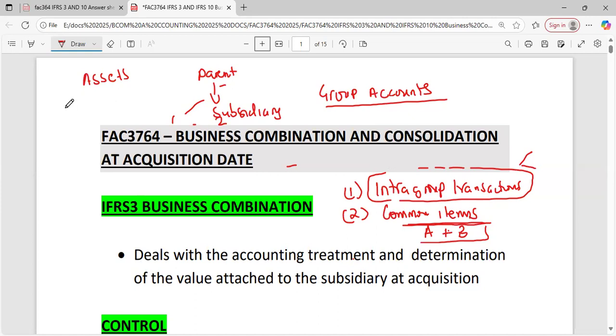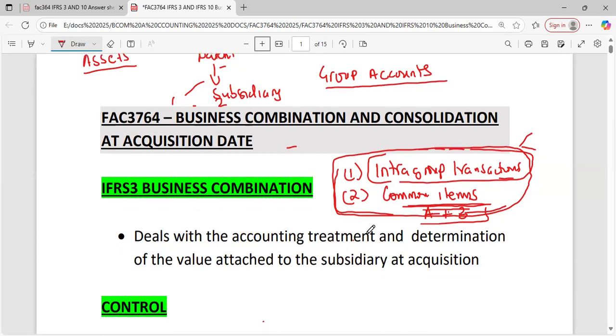In your combination, it's like combining assets for A with assets for B and assets for C, after you have done your elimination. So the most important thing is for us to understand how we treat these intra-group transactions and how we treat these common items so that we can do our consolidation. Right, so that's basically the background of consolidation.